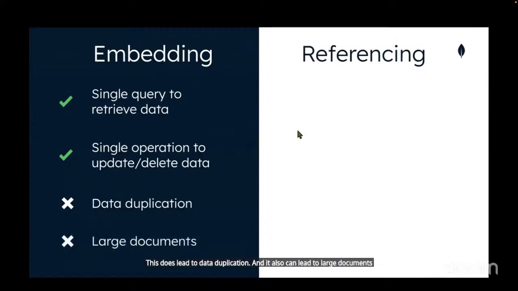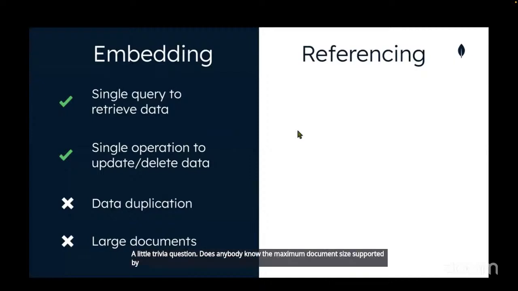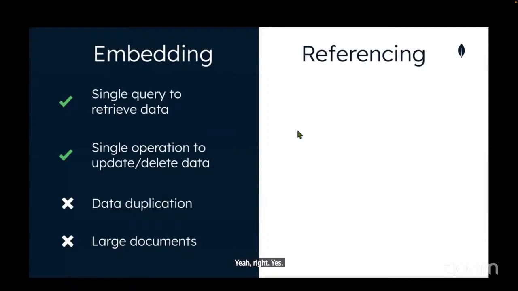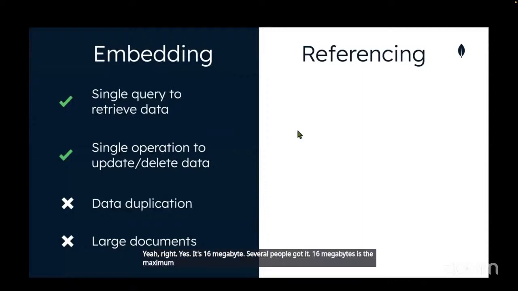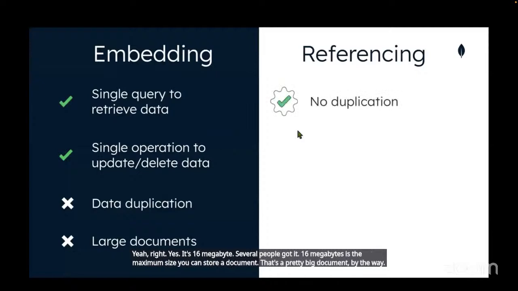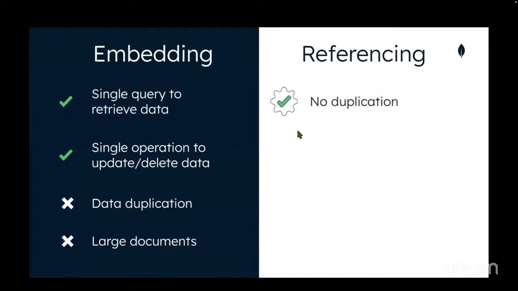Does anybody know, I'm going to ask a little trivia question. Does anybody know the maximum document size supported by MongoDB? Yeah, right. Yes. It's 16 megabytes. Several people got it. 16 megabytes is the maximum size you can store a document. That's a pretty big document, by the way. There are ways you can use GridFS, by the way, if you want to store a set of documents larger than 16 megabytes.